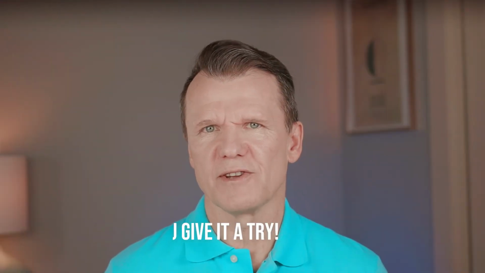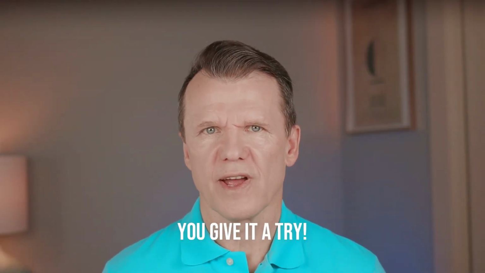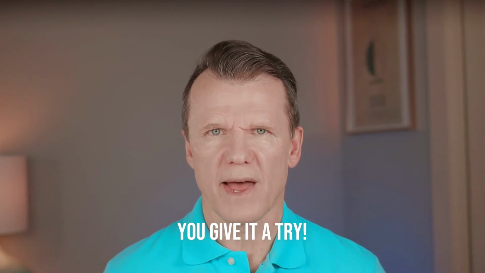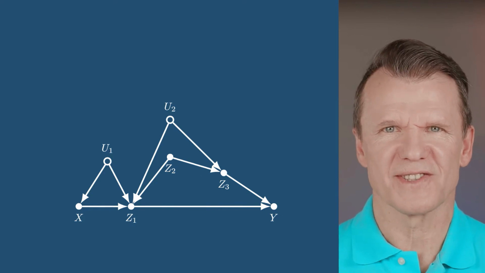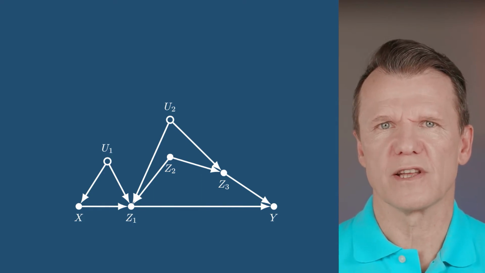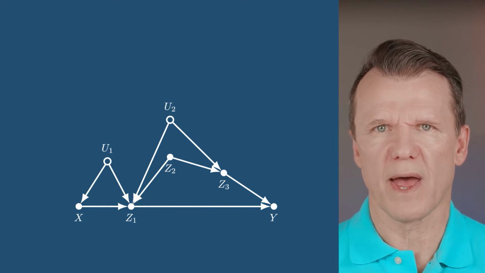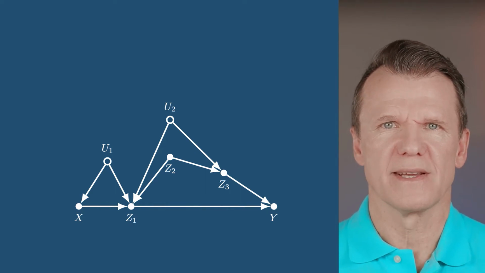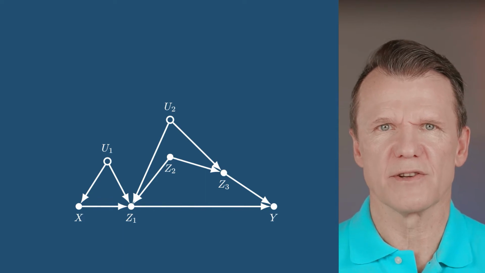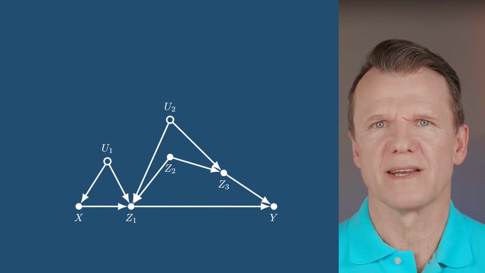Now, you give it a try. Pause the video and check if other non-causal paths are blocked. That's right. They have colliders. They are blocked. Here's why it is so important to examine each path separately. That one is a collider on one path, but not on the other. That means there is at least one open path in the diagram.